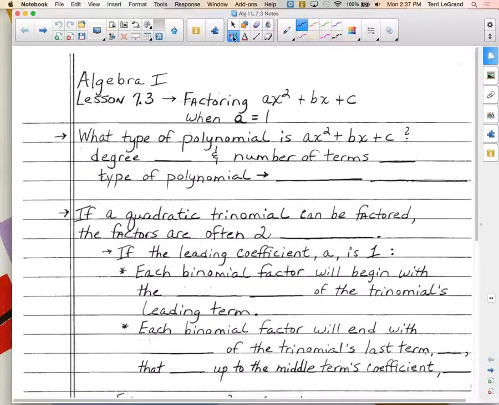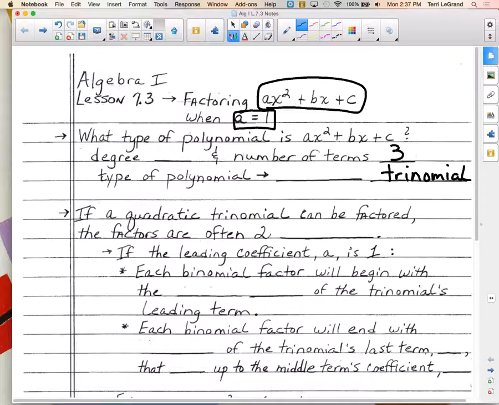Okay? So here's the type that we're talking about factoring now. We have a trinomial, ax squared plus bx plus c. And in this particular lesson, we're going to factor when a is always equal to 1. A is always equal to 1 in the type that we're going to do today. So what type of polynomial is ax squared plus bx plus c? Okay, it is a trinomial because it has how many terms? Because it has 3 terms, we know its second name is trinomial.